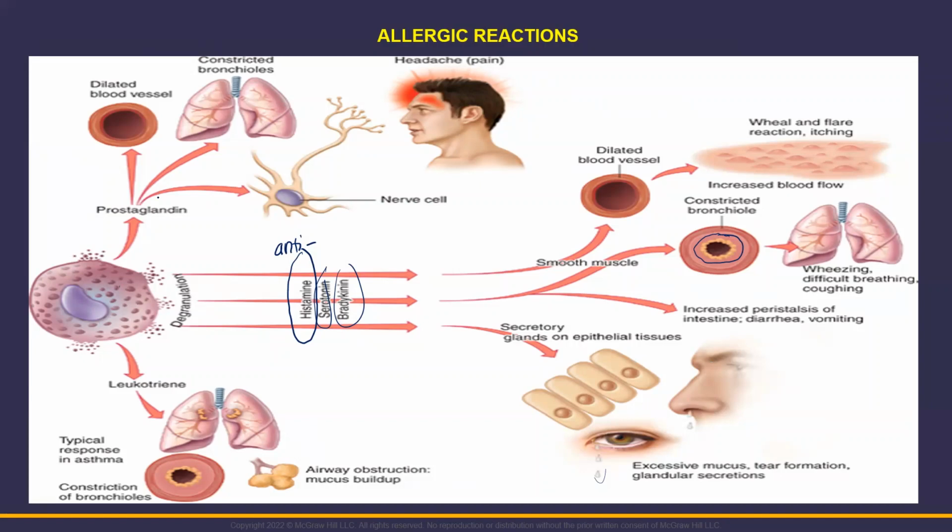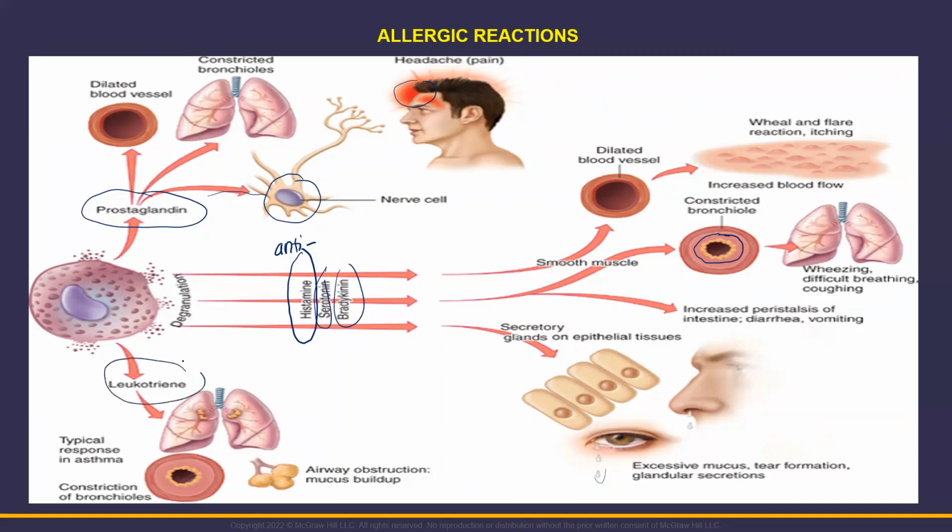There is another allergy mediator called prostaglandin. This is the one that goes to the brain, to the sensory system, and causes headache. So the headache is mostly caused by the prostaglandin produced by this mast cell.